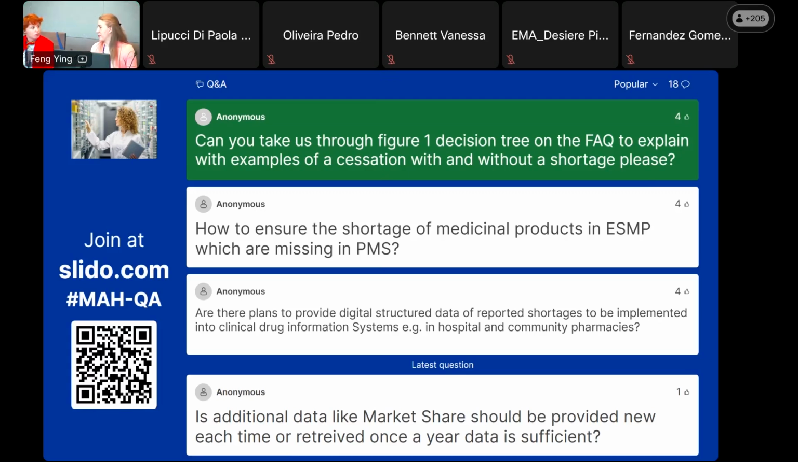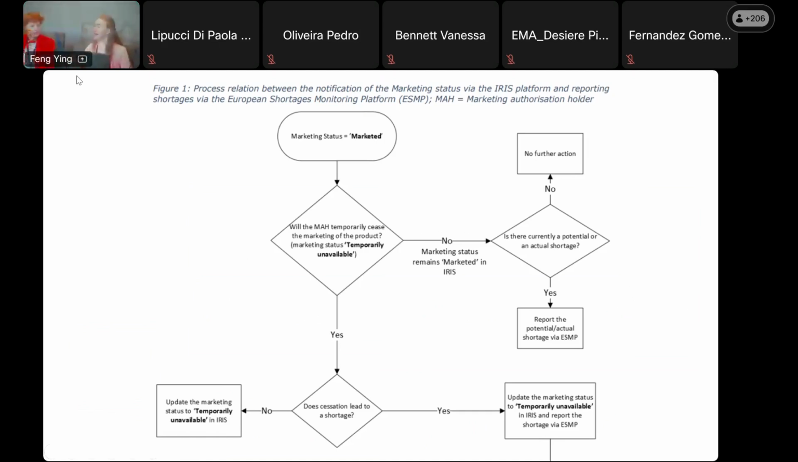We can try to bring the flow chart up on screen. Give us 1 second. Good. Okay, so the flowchart starts with the product with the marketing status, which is marketed. There could be different scenarios. The first box is asking, will the MAH temporarily cease the marketing of the product? So the marketing status will change to temporarily unavailable in IRIS. And there are 2 pathways: one is no, and one is yes.